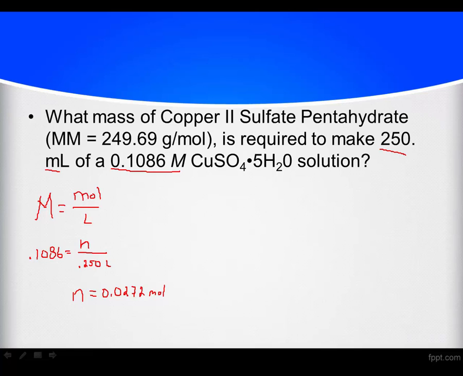So at this point, we've got moles, which isn't very useful because our balances don't measure in moles. Our balances measure in grams. So the next step is to find out how many grams I need. That uses the definition of molar mass. I know that it's 1 mole, and the molar mass was given to us up there as 249.69 grams per mole. So basically, I've got to multiply my 0.0272 by the molar mass. The calculator spits out a number that we round: 6.79 grams. So if I want to make up a solution that has a molarity of 0.1086 molar, and I'm only making up 250 milliliters of it, I need to put in 6.79 grams of copper sulfate pentahydrate.